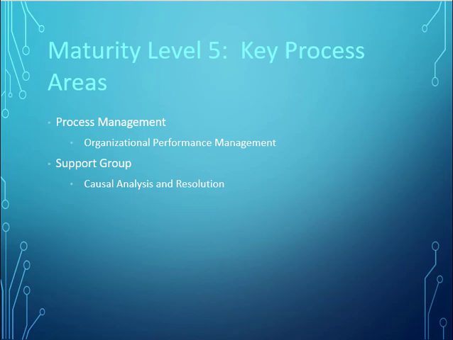So the key process areas associated with maturity level 5 are process management and support. Process management now has to do this organizational level performance management. So we're at a process level paying attention to that variation. And then the support group is going to have to provide some causal analysis and resolution. So one of the important things here is that at level 4, we were looking at variation. At level 5, we're trying to figure out what's causing that variation and what we can do to eliminate that variation.